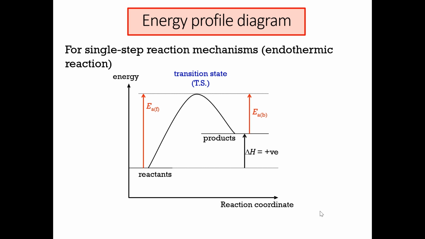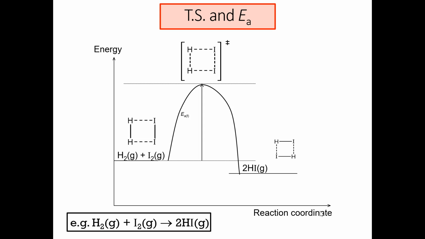Take some time to appreciate and understand why the two activation energies for forward and backward reaction can be labeled as such. Now, this is provided the reaction is indeed reversible. If the reaction is not reversible, then we will not have a forward activation energy and a backward activation energy. So in this particular example, where I have the energy profile diagram of the reaction between hydrogen and iodine gas forming HI gas, it will look like this.